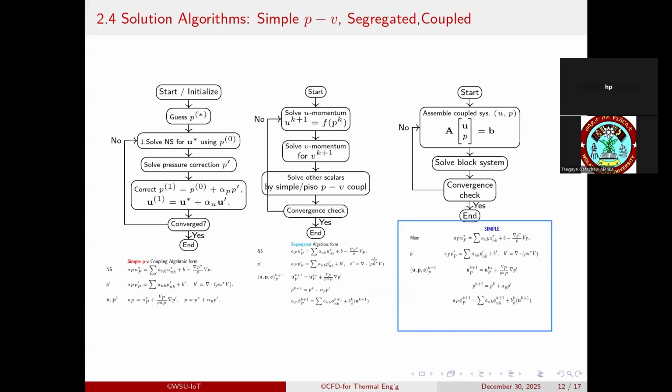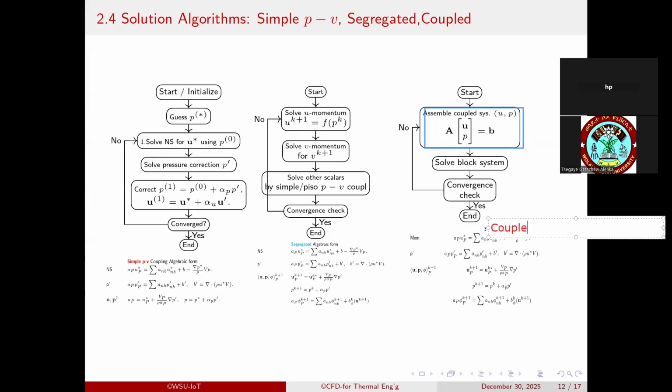Here, the momentum and the pressure equations of all flow variables are solved in the following steps. First, the coupled system of equations for U and P is assembled. The second step, the block system is solved iteratively, all solved together. Outer iterations may still be used for linearity.